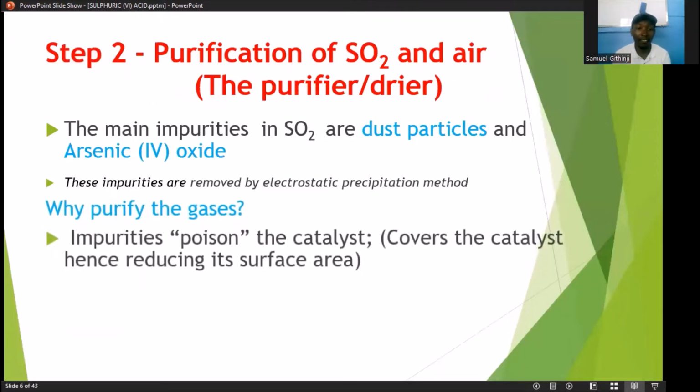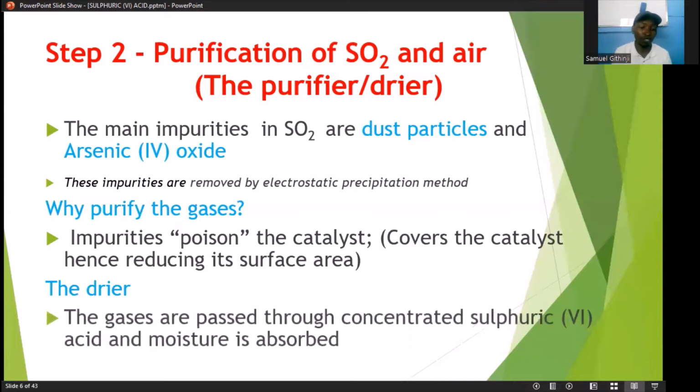Another question, why purify the gases? Impurities will poison the catalyst. Otherwise, they will cover the catalyst and make it inefficient. Remember, catalysts work by adsorption. The surface area is very important, and it should not be covered by any impurities. So removing them helps to prevent what we call poisoning of the catalyst. The dryer basically removes the moisture, and we can use concentrated sulfuric (VI) acid to dry.